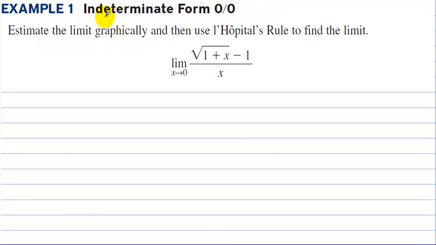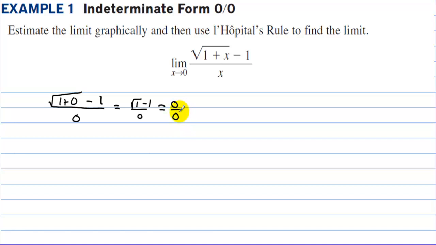Let's look at an example. We have an indeterminate form of 0 over 0 on this one. Estimate the limit graphically, and then use L'Hopital's rule to find the limit. Let's not worry about the graphic part. Let's just do this by hand. If we plug 0 into the top and the bottom, we have the square root of 1 plus 0, and then minus 1, over 0. And that's the square root of 1 minus 1 over 0. Square root of 1 is 1. 1 minus 1 is 0. We have 0 over 0.